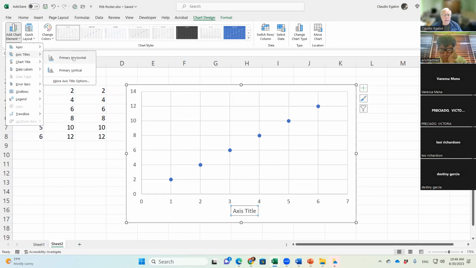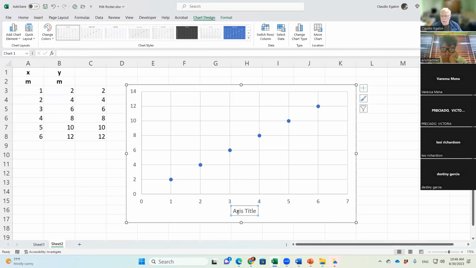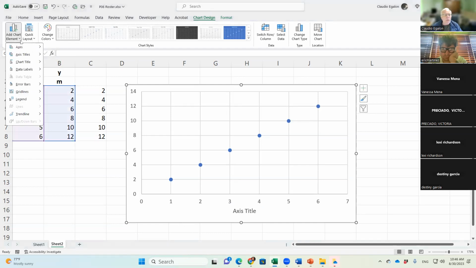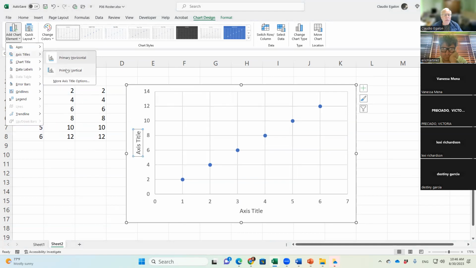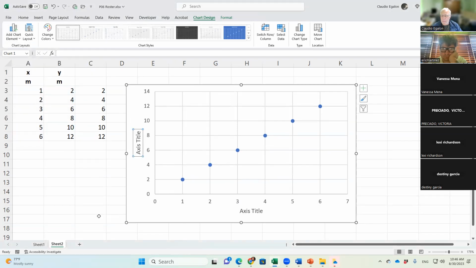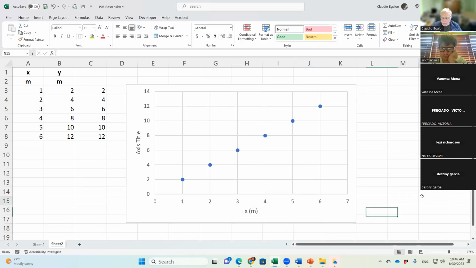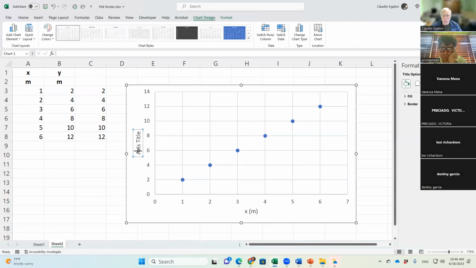Okay, when I click primary horizontal, it creates a little square here for you to type the title of the axis. And then we want to put an axis title in the vertical as well. Here, you name it as X and you put the unit between parentheses. I'll be asking you to do all of that. Here I'll put Y and I'll put the unit between parentheses as well.